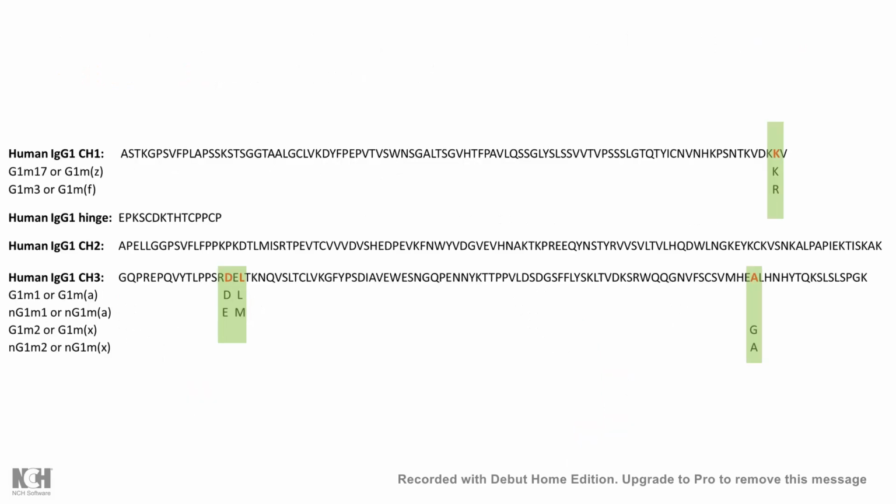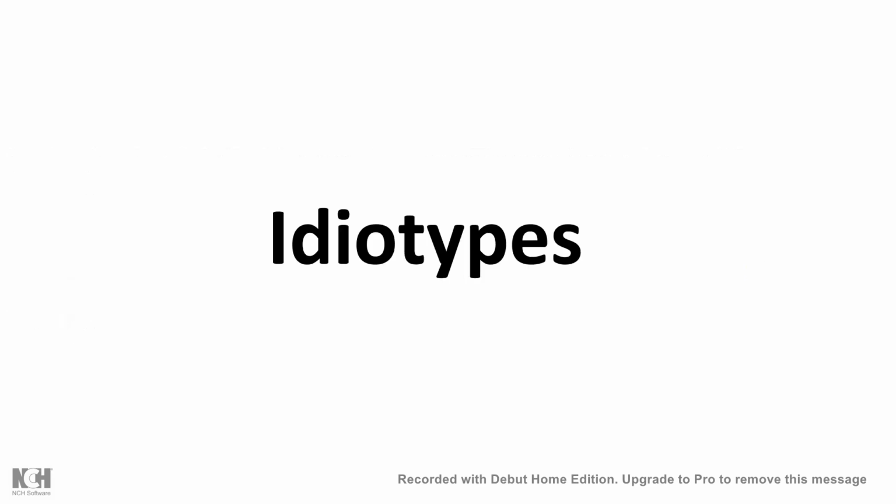If we look at this sequence, these variations could occur at different regions, either in the heavy chain constant region, which has multiple different domains, or in the hinge region between the constant regions, and the difference lies in a few of these amino acids. Lastly, we talk about idiotypes.